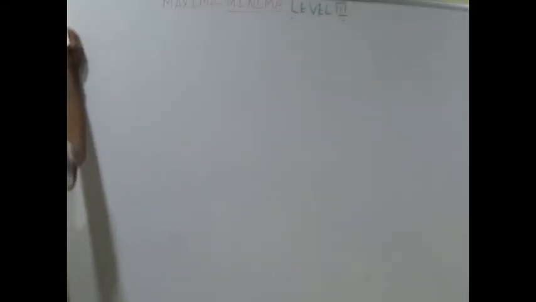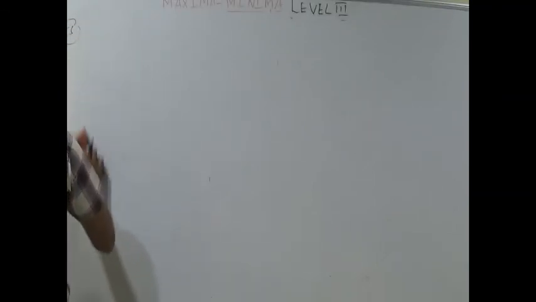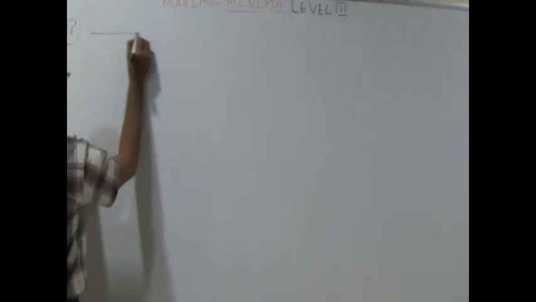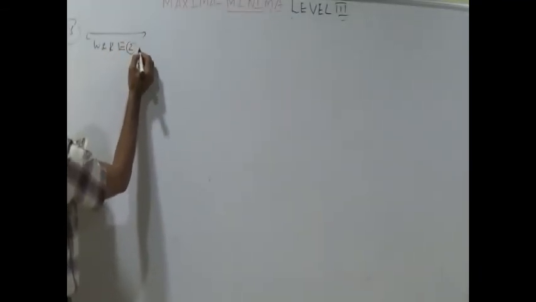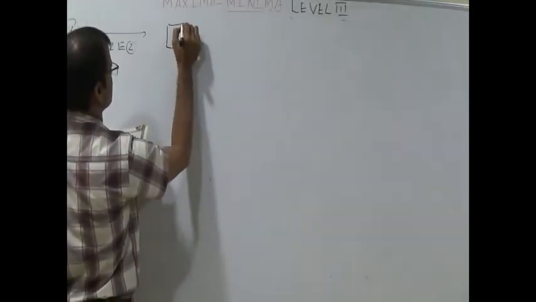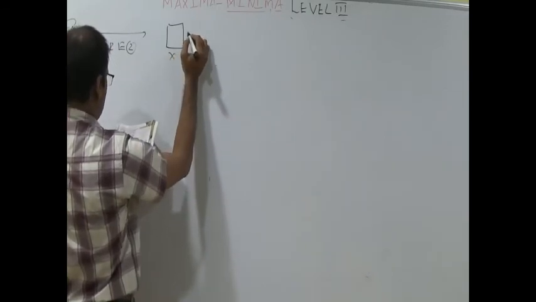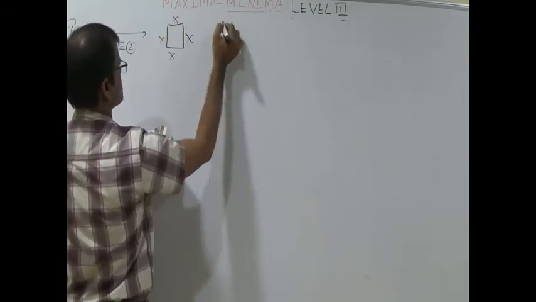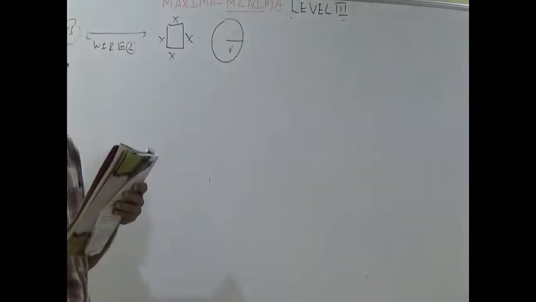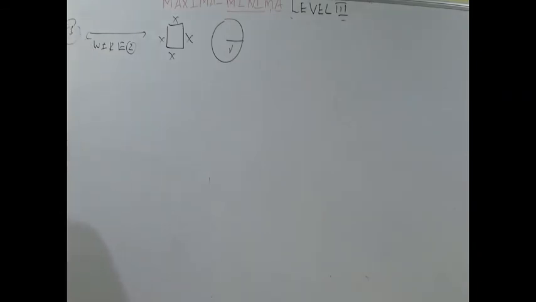Last question of level 3, 55. A wire of length 2 units is cut into 2 parts which are bent respectively in the form of a square and a circle. This is a square, side x is given, and this is a circle having radius r. The sum of the areas of the square and circle is to be minimum, then what is dash?